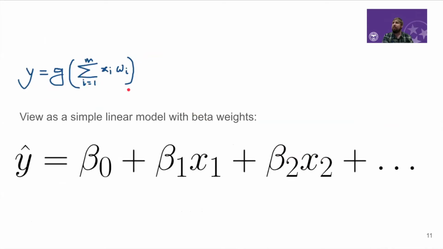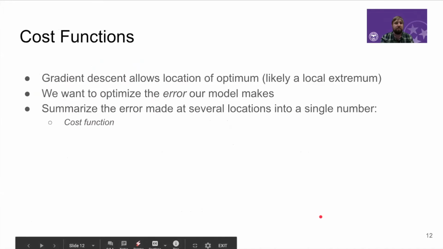Well, there's a parallel to that in typical statistics, which is the simple linear model with beta weights. So you notice that we have our weights here that are the parallel, the beta with the W, and then our inputs are numbered exactly the same, and this goes on through a sum of M. We also have a constant here just to show some of that as well.